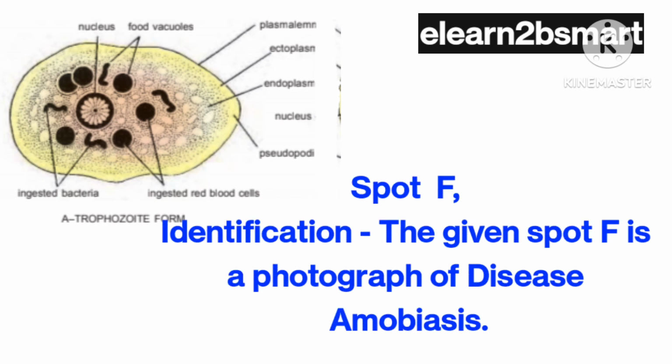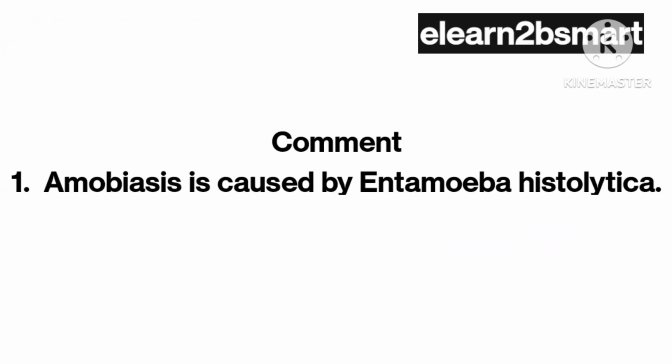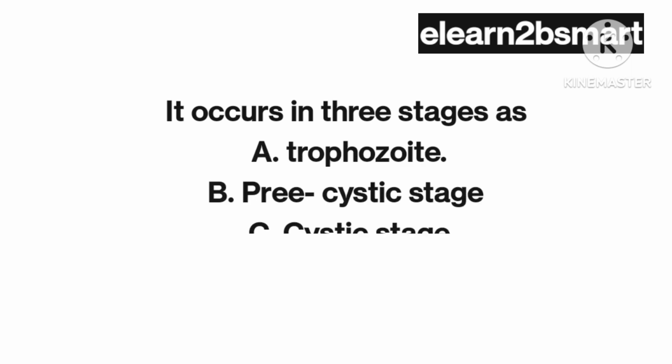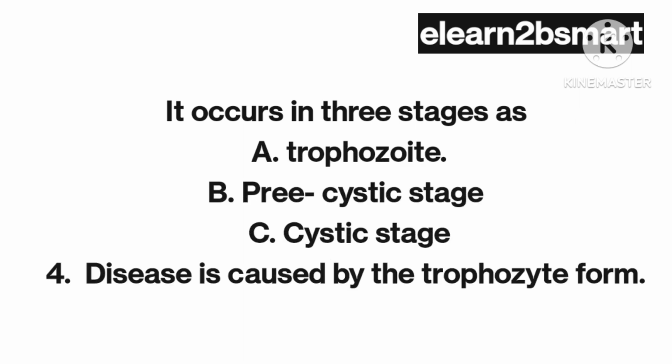Spot F. Identification. The given spot F is a photograph of the disease amoebiasis. Comment 1. Amoebiasis is caused by Entamoeba histolytica. 2. Entamoeba histolytica is a parasite in the large intestine of man. 3. It occurs in 3 stages: A. trophozoite, B. precystic stage, C. cystic stage. 4. The disease is caused by the trophozoite form.